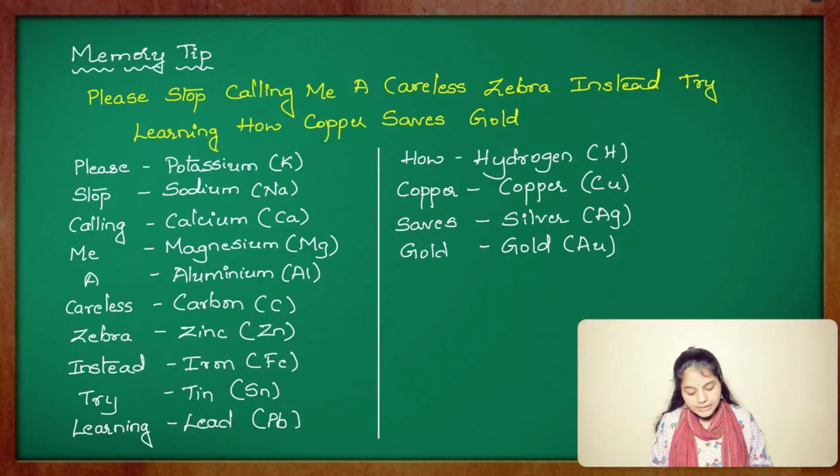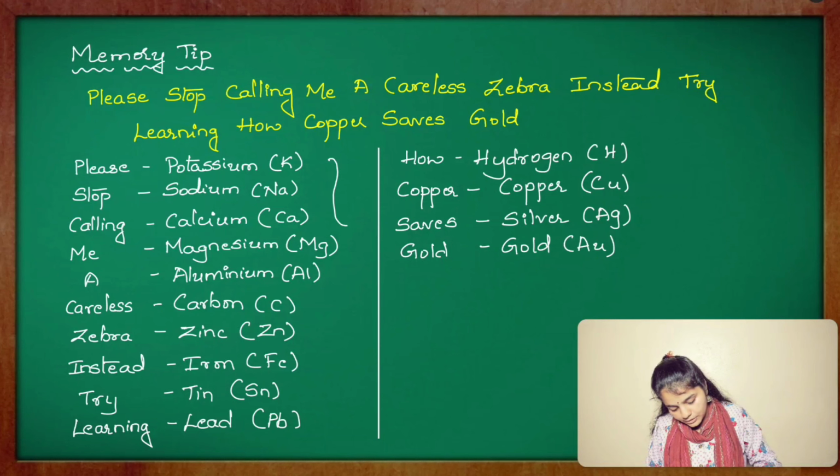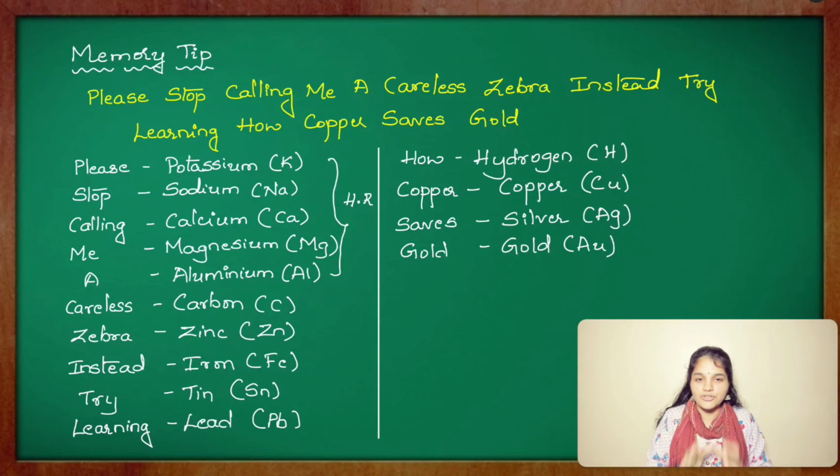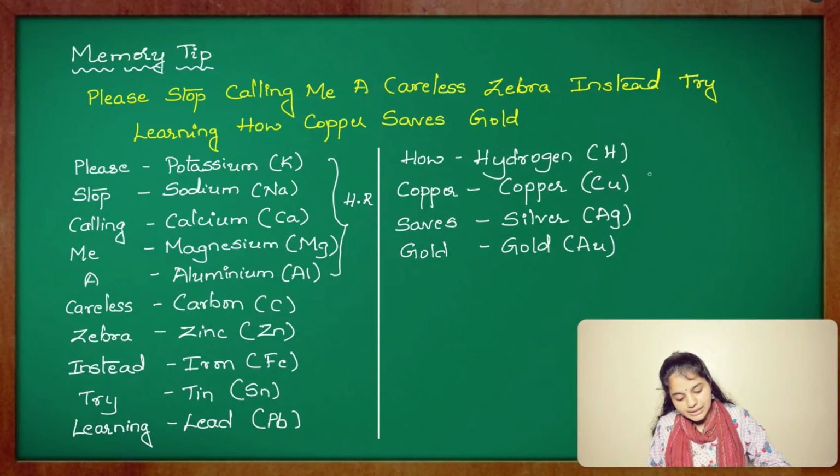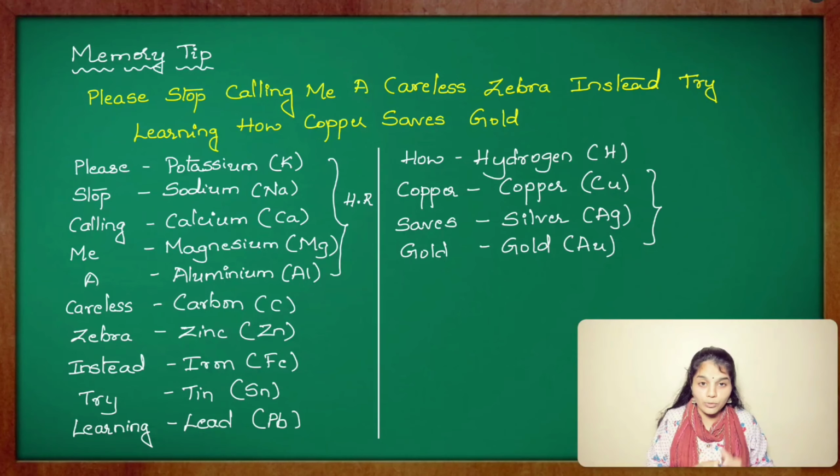As I told earlier, the metals which are present at the top of the series are highly reactive. I have written in short HR, which means highly reactive. Potassium, sodium, calcium, magnesium are highly reactive, and those which are present at the bottom of the series, copper, silver, gold, are least reactive. And those metals which are present at the top of the reactivity series can displace the metals which are present at the bottom of the reactivity series.